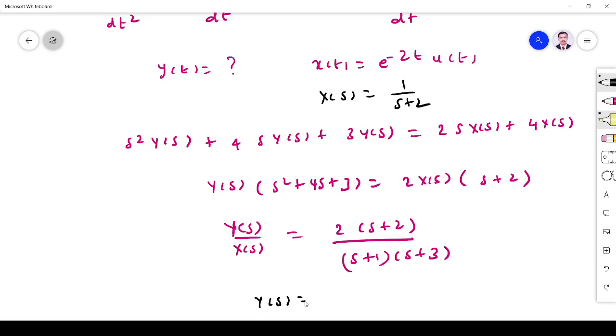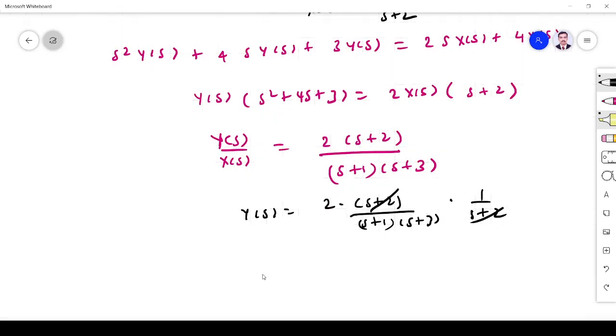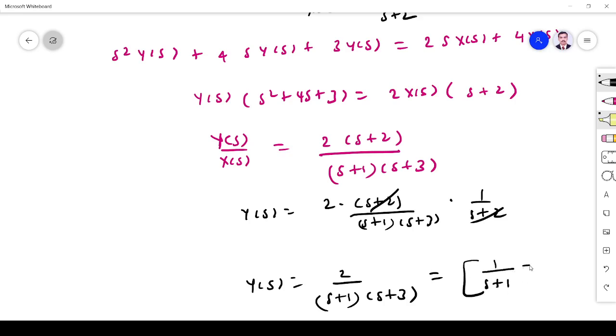So Y(s) is equal to 2 into (s plus 2) by (s plus 1)(s plus 3), and X(s) comes this side, that is equal to 1 by s plus 2. These two will be cancelled. So Y(s) is equal to 2 by (s plus 1) into (s plus 3). If I take partial fraction expansion, it will be 1 by s plus 1 minus 1 by s plus 3.